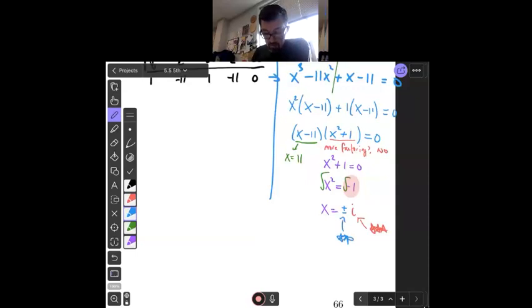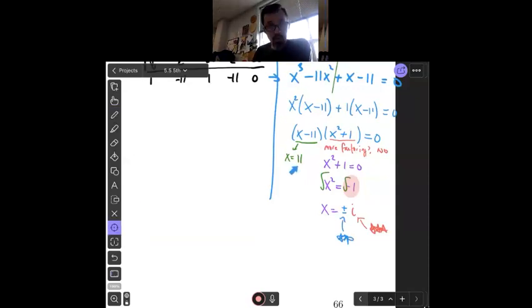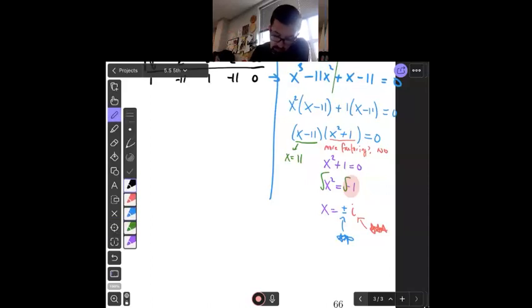So there's 2 answers. There's a third answer, and then we had that 2 a while ago. So there's 1, 2, 3, 4 answers, like we thought we should have. Okay? So x equals 2, 11, i, and negative i. That's how you would type that in.